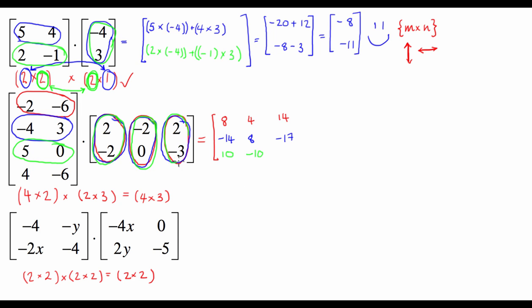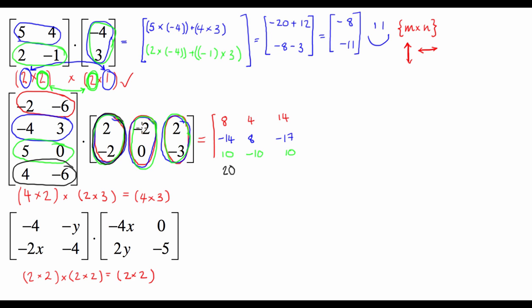Then we go to the next column. 5 times 2 is 10. 0 times -3 is 0. Cool. And finally, we're going to go to the fourth row. The fourth row times the first column. We have 4 times 2 is 8. -6 times -2 is +12. 12 plus 8 is 20.